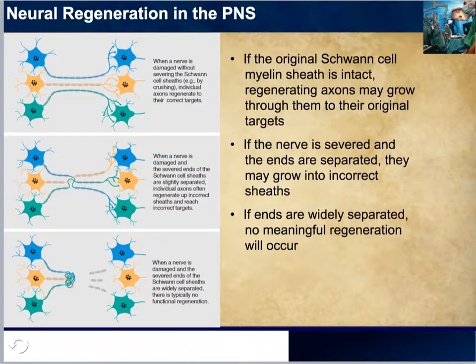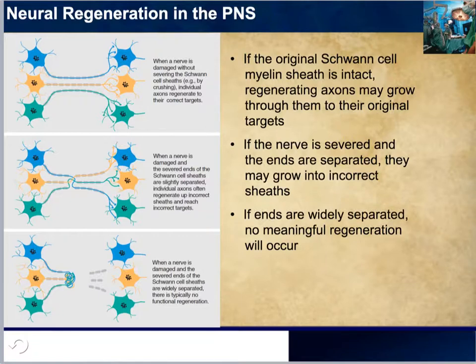Here you can see a depiction of what would occur with the regenerational process at the PNS. Remember, it's not a guarantee that we would have regeneration in the PNS of mammals, but we could see in here that if we were to damage a nerve without severing the myelination component, meaning we would not crush or just smash the Schwann cell sheets. Keep in mind the Schwann cell is the white matter along the axon in the PNS. It would be called the oligodendrocytes if we were to be looking at these neurons in the CNS.